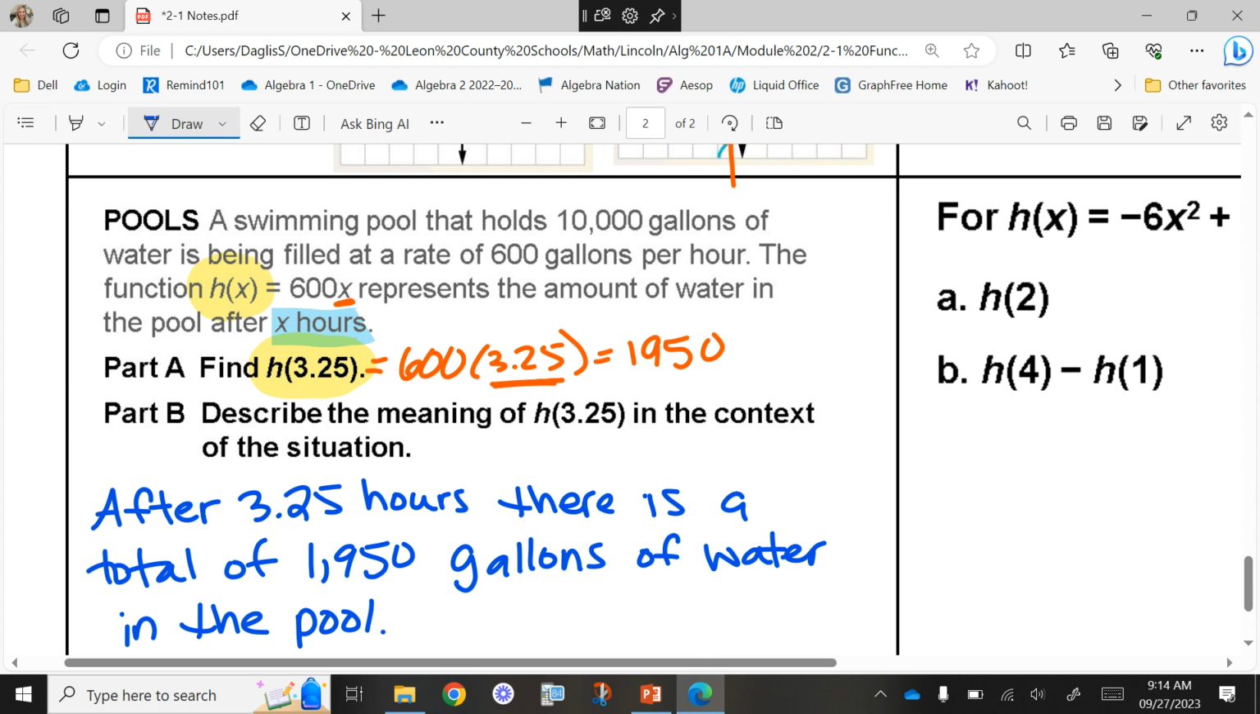So this is called evaluating functions. When we plug numbers in as an evaluation, that's called evaluating. Okay, so we're going to do a couple more practices of evaluating.